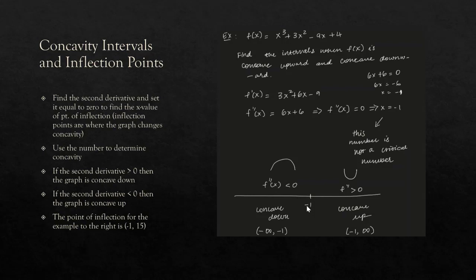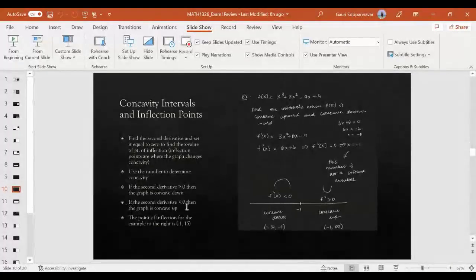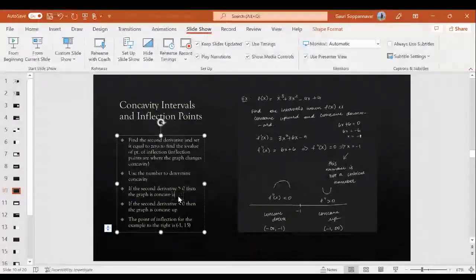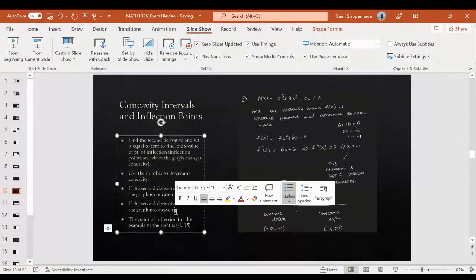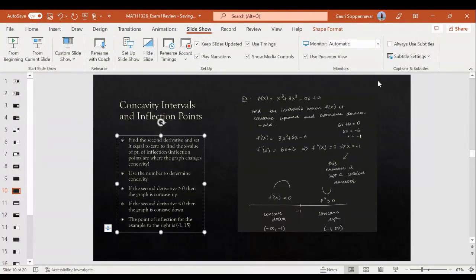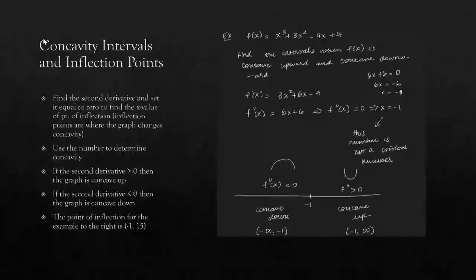Wait, second derivative is greater than 0. Okay, I made a mistake writing this. Okay, sorry about that. Going back to it: if the second derivative is greater than 0, the graph is concave up. If it's less than 0, it's concave down.